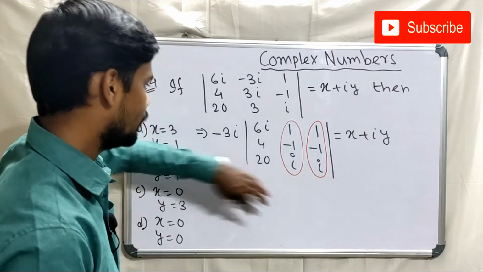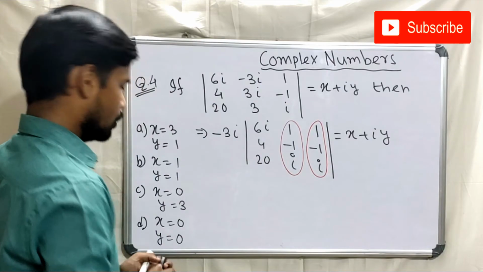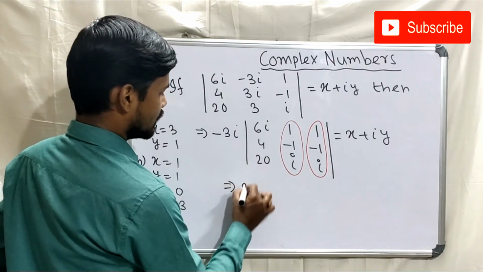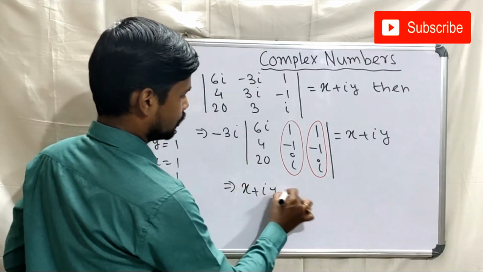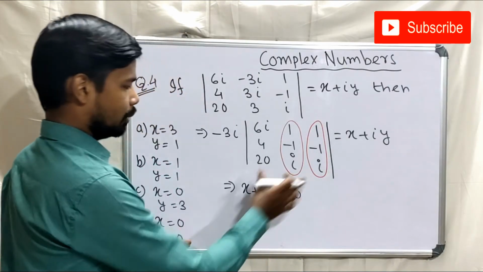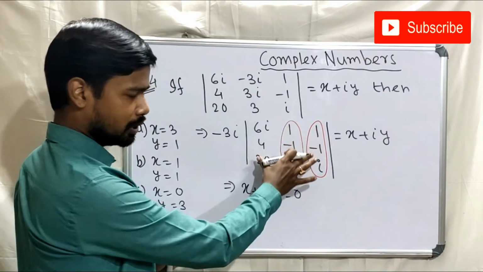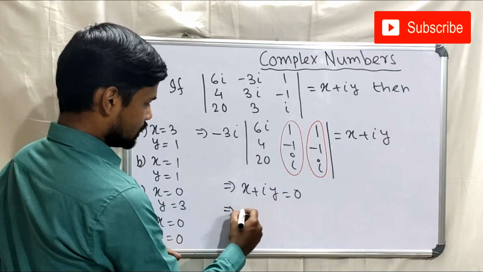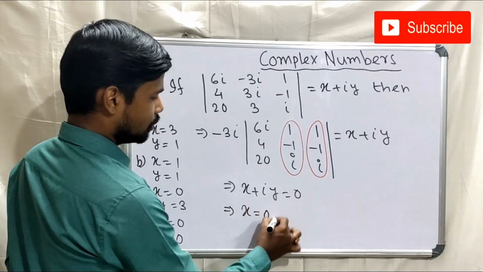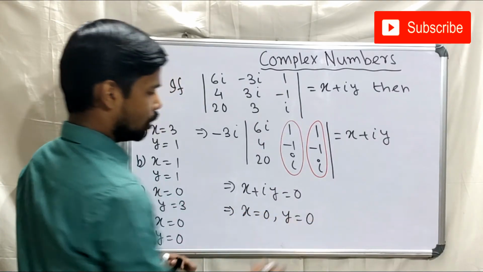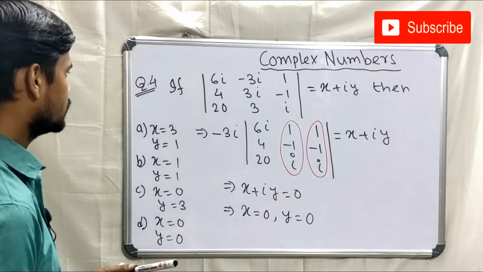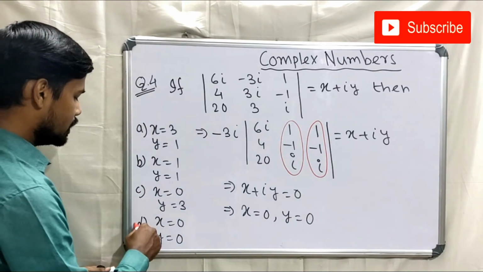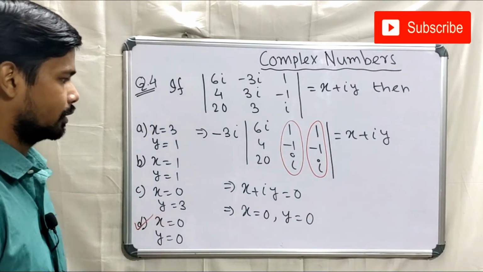So this left hand side becomes 0. Okay, so this implies x plus iy equals 0. By the property of determinant, this determinant is 0. So this implies the real part is 0, and the imaginary part is also 0. So for this problem, option D is correct.